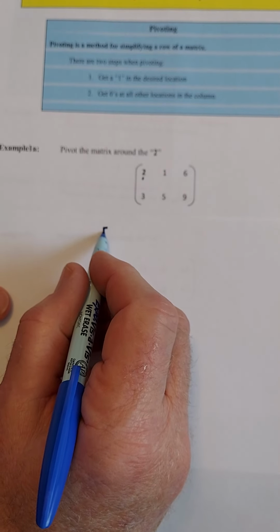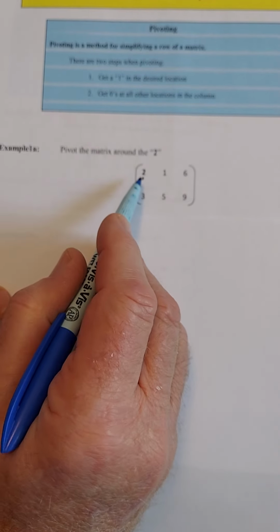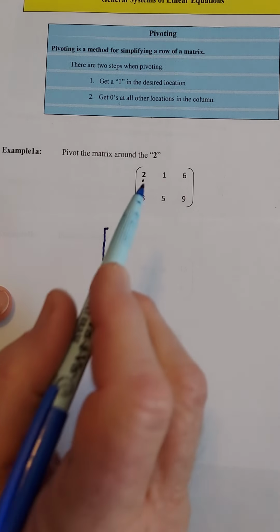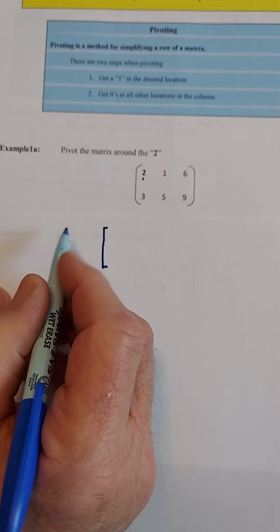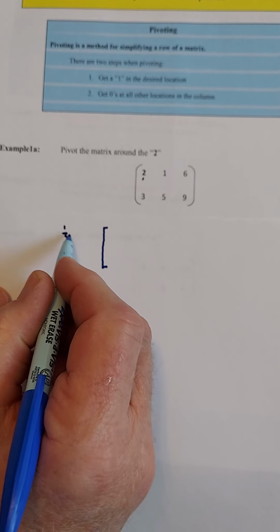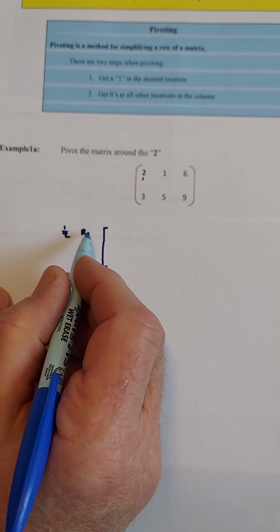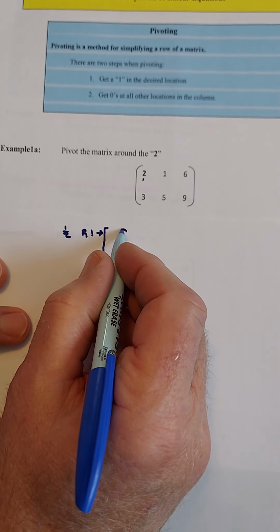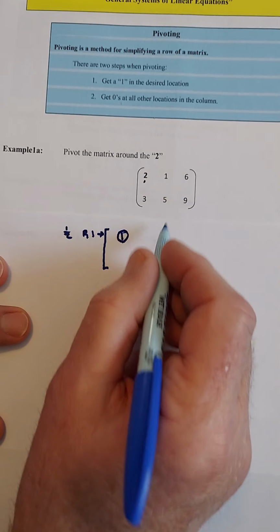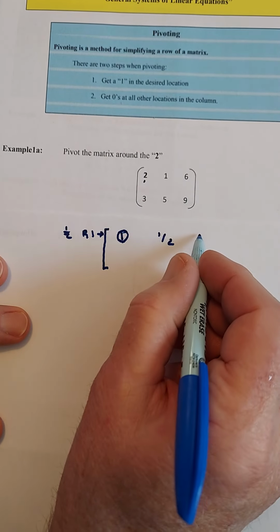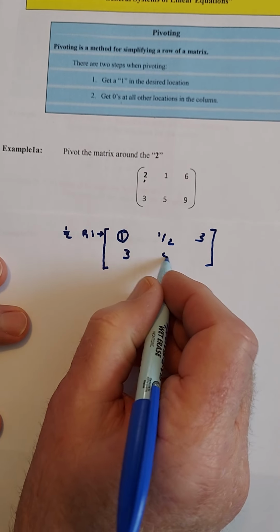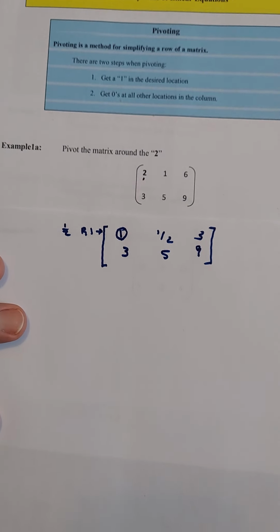Okay, so that means we want to get a 1 where the 2 is. And if you remember previously, I said if you want to get a 1, multiply by the reciprocal. So the reciprocal of 2 is 1/2. So we're going to take 1/2 of row 1. So half of 2 is 1, and that becomes my pivot. Half of 1 is a half, and half of 6 is 3. The second row stays the same. Remember, you can only work on one row at a time.